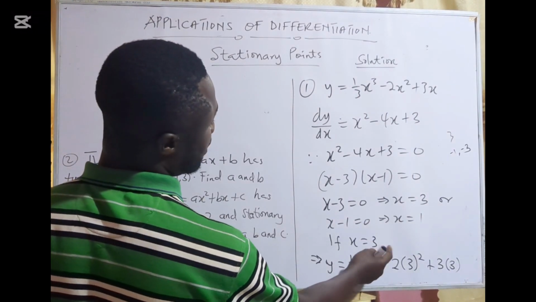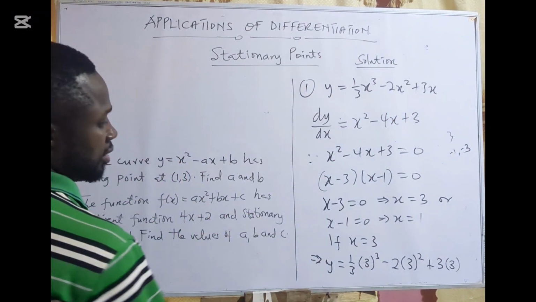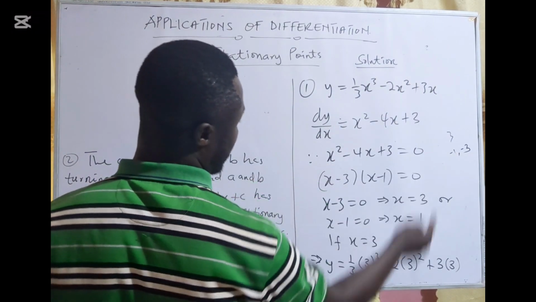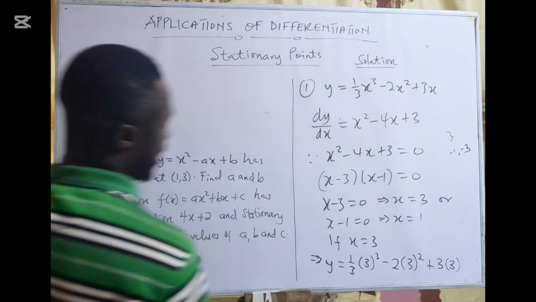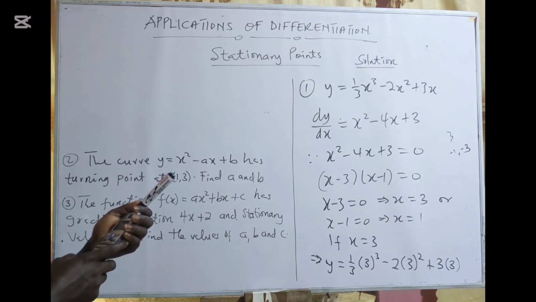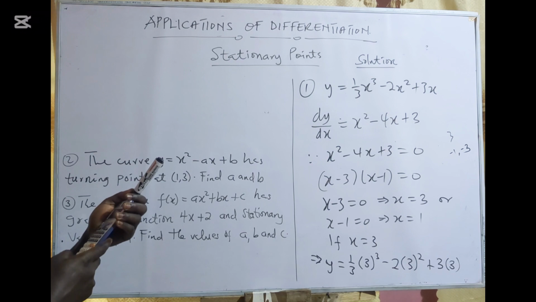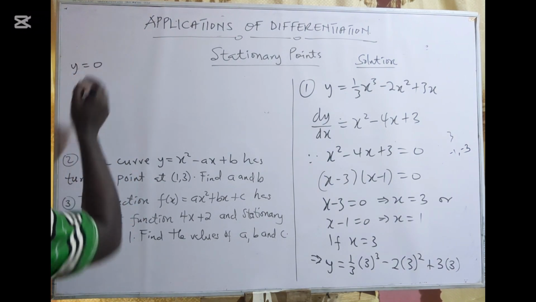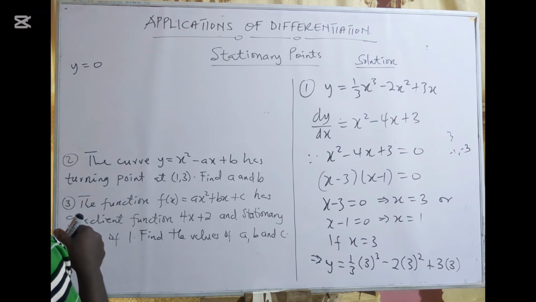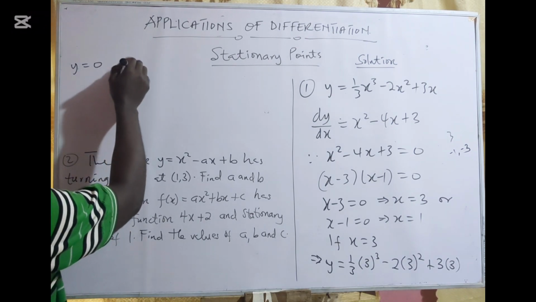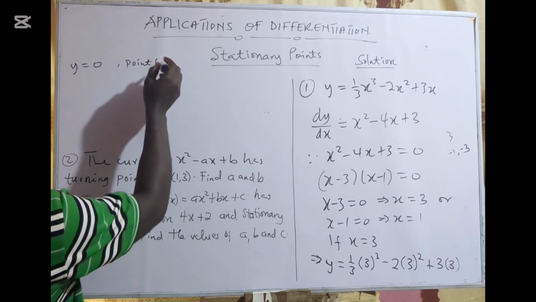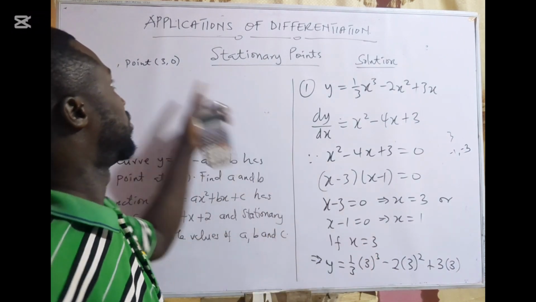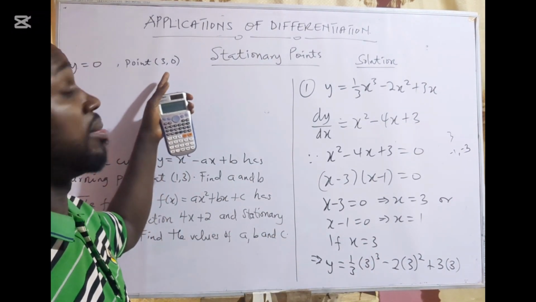Y is equal to, so we substitute the value of x into the main function here: 1 over 3 times 3 cubed, minus 2 times 3 squared, plus 3 multiplying x. So let me do that. We are going to have y equal to 0. So that particular point is (3, 0). That is, if x is 3, y is 0. So this point may be the minimum or the maximum.